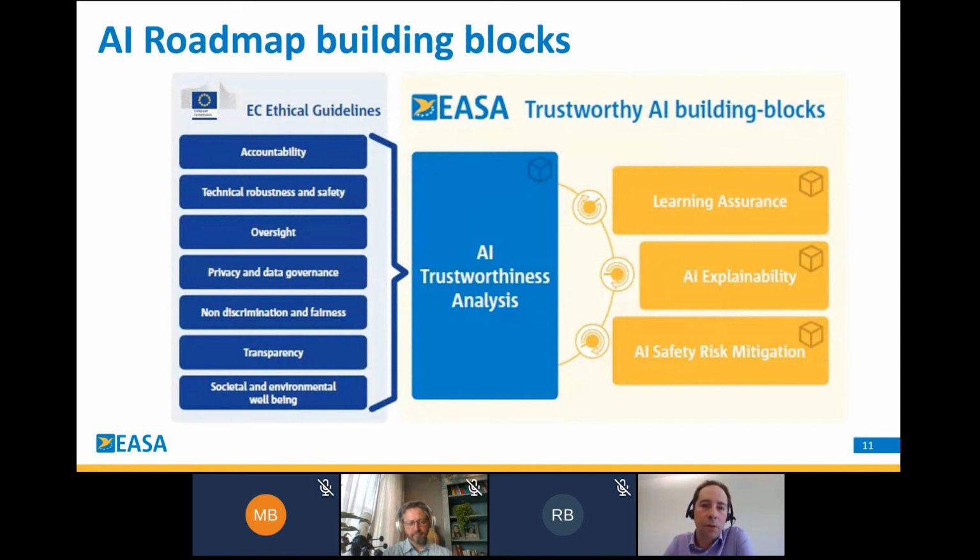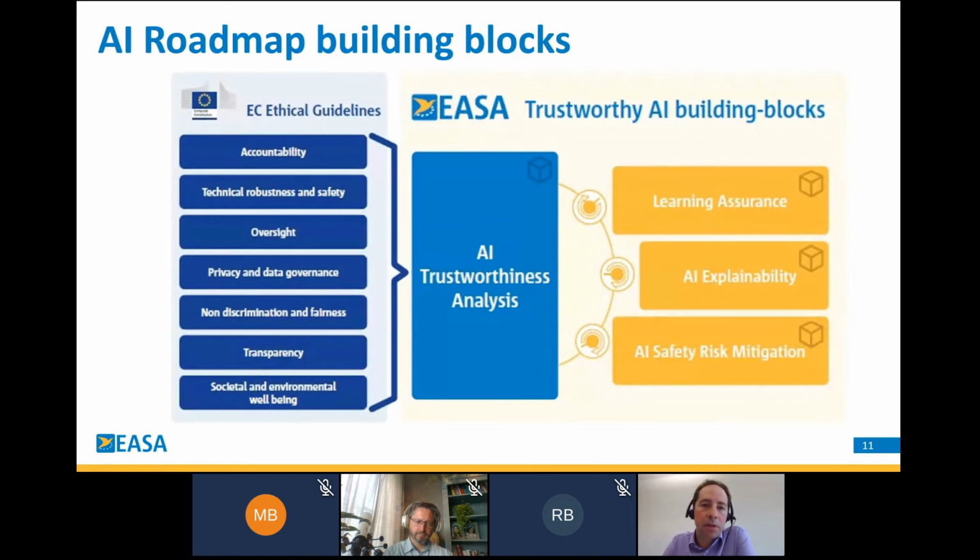It's considered that these four building blocks will be at least necessary to be able to go for approval or certification of safety-critical applications in any type of application in aviation. When it comes, of course, to being safety critical, that's one of the key criteria.